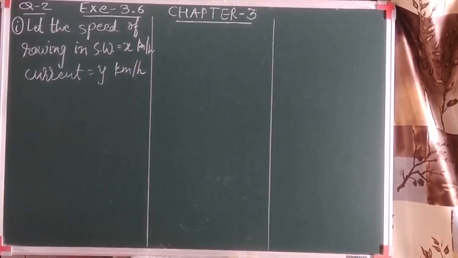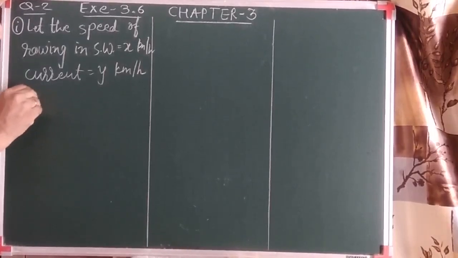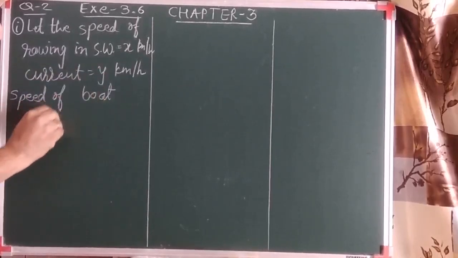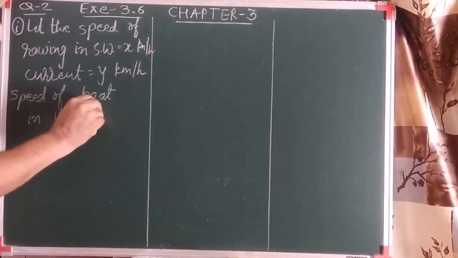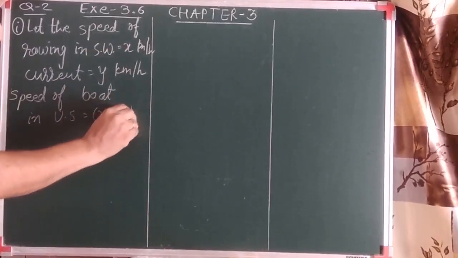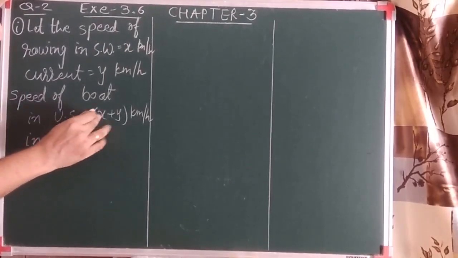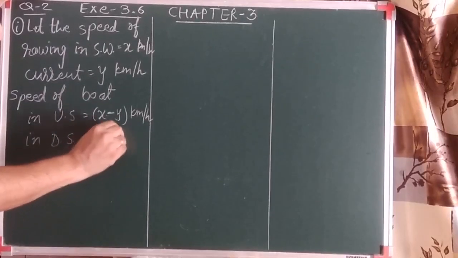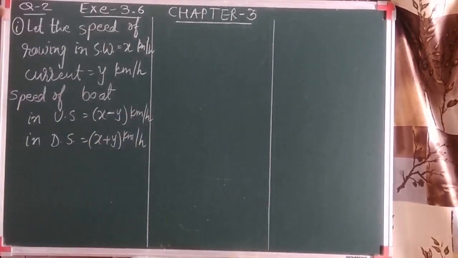Now let's come to this question. Let's find out the speed of the boat in upstream and downstream. Now the speed of the boat in downstream, as we discussed earlier, that means with the flow of the river, so the speed must be increased. So it is x plus y. And in upstream it must be decreased, and in downstream it is increased. Upstream means you are coming in the opposite direction, and downstream means you are going with the flow.